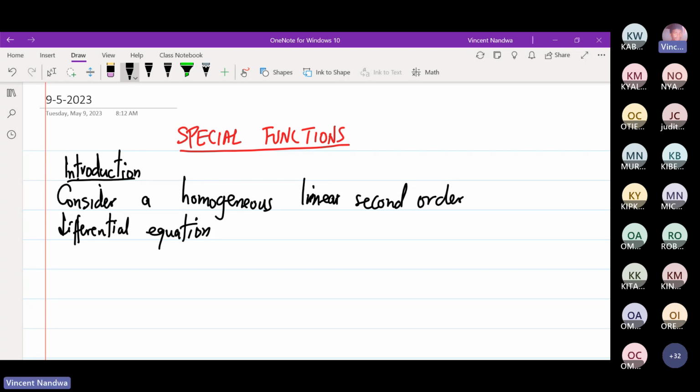of the form a2 of x y double prime plus a1 of x y prime plus a naught of x y equals 0. So this is the general structure of a homogeneous linear second order differential equation. And let's give it the name equation 1.